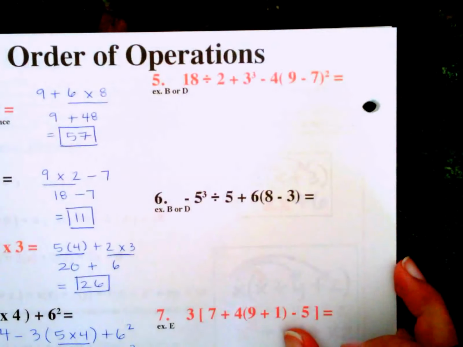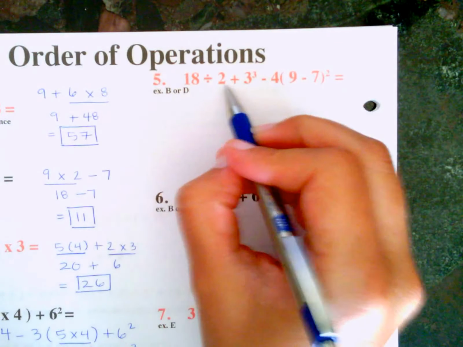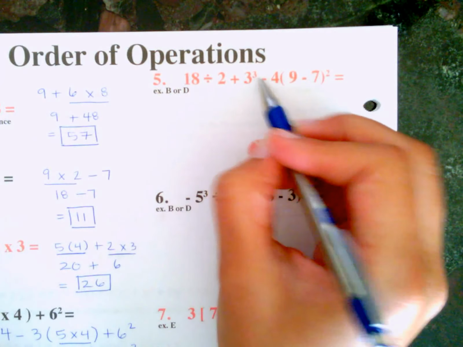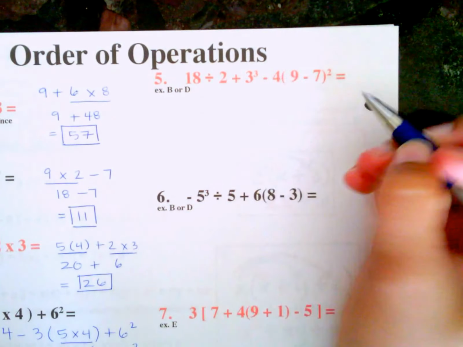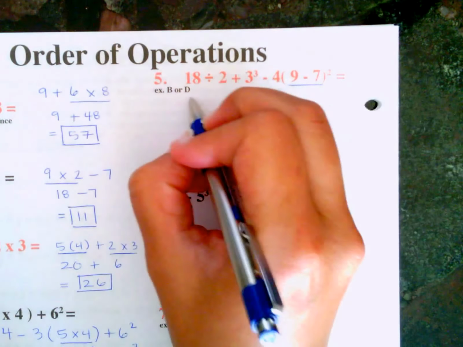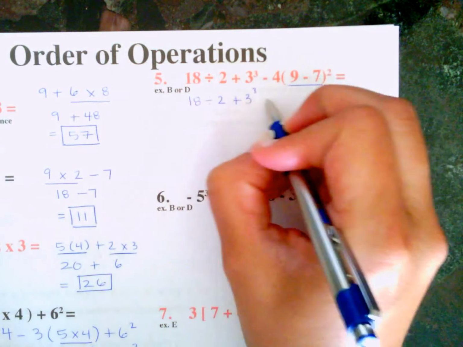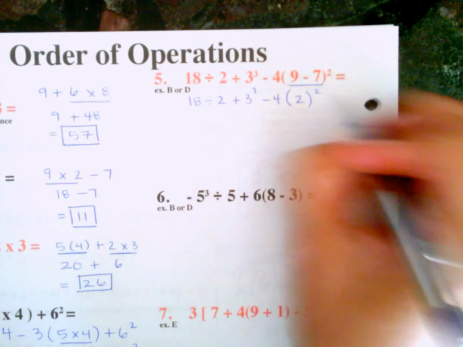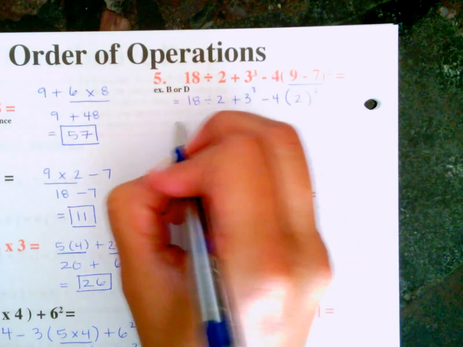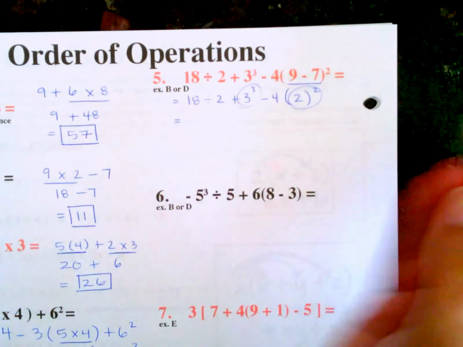Okay, let's move on to number 5. I'm just going to take it from here. So 18 divided by 2 plus 3 cubed minus 4 times (9 minus 7) squared. Okay, parentheses first. So we've got 18 divided by 2 plus 3 cubed minus 4 times, 9 minus 7 is 2, squared. So the next thing we do is exponents. We have exponents here and here.